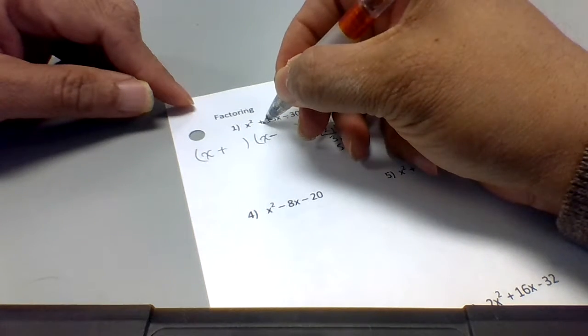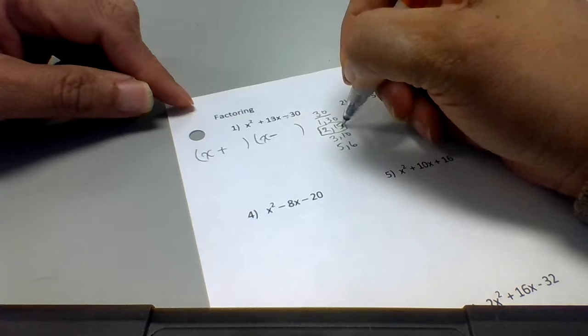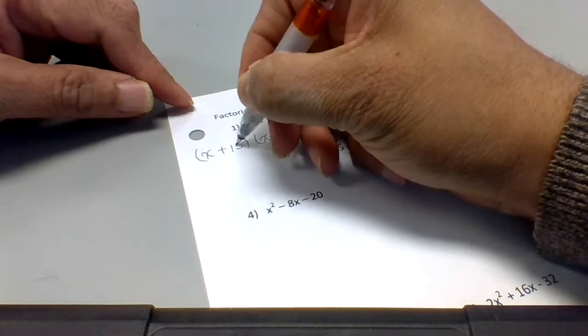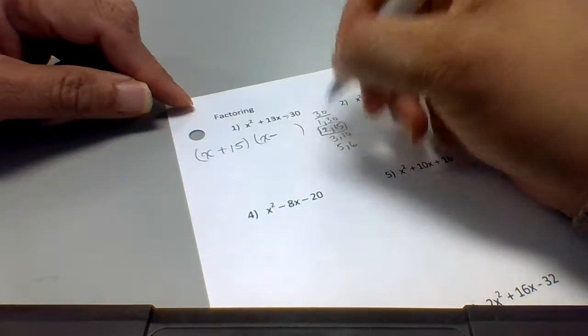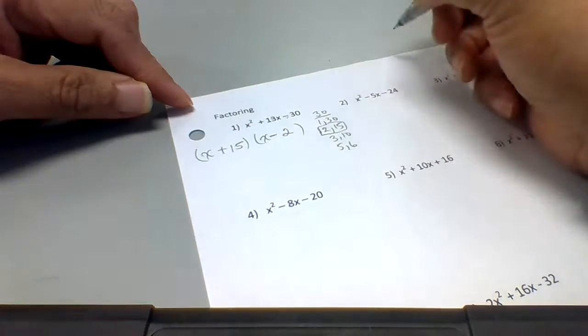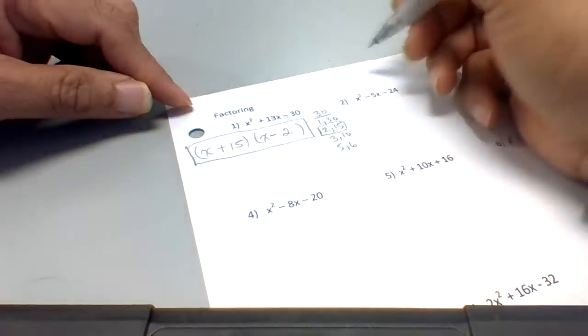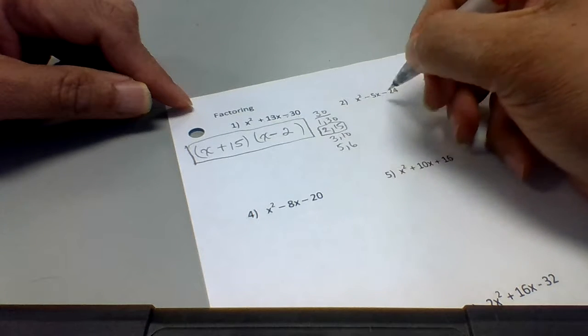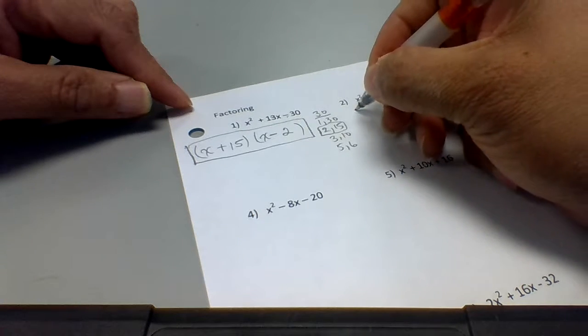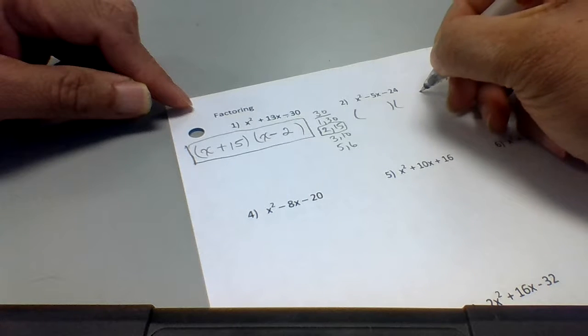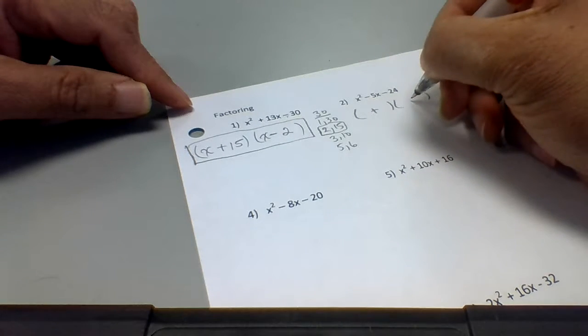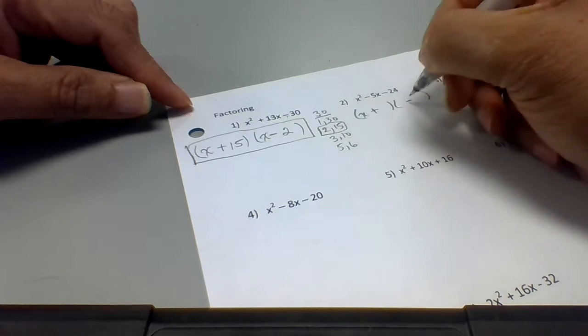So because this is positive, that tells me the larger number is going to be positive and the smaller number is going to be negative. So x plus 15 and x minus 2. Because this is negative, the only way I can get a negative number, one is positive and the other one is negative.